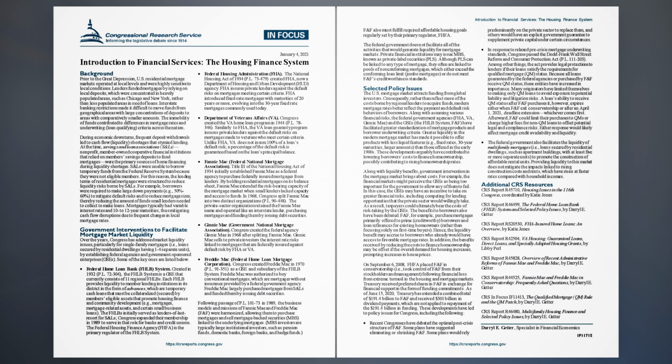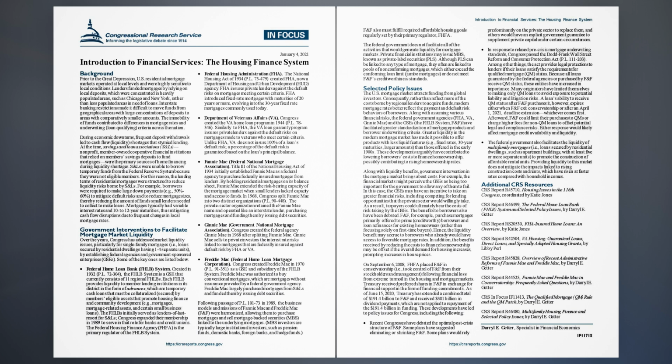Recent Congresses have debated the optimal post-crisis structure of F&F. Some plans have suggested eliminating or shrinking F&F. Some plans would rely predominantly on the private sector to replace them, and others would have an explicit government guarantee to supplement private capital under certain circumstances.